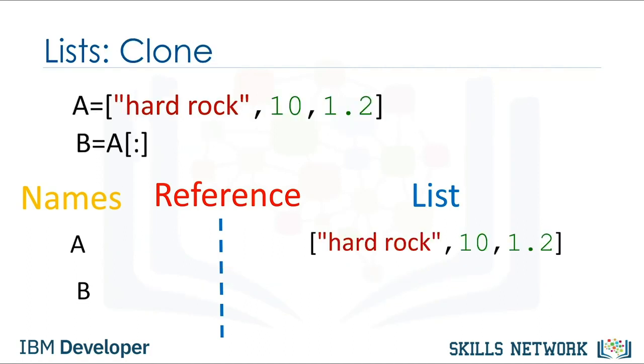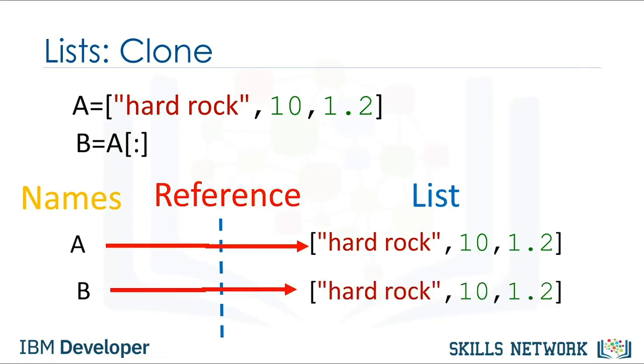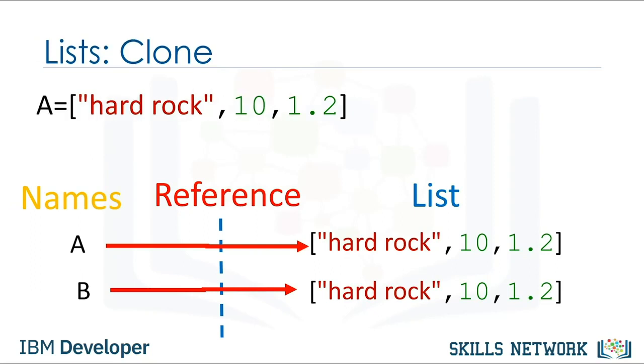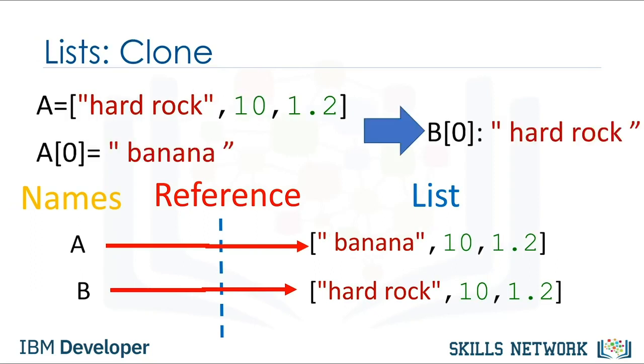You can clone list a by using the following syntax. Variable a references one list. Variable b references a new copy or clone of the original list. Now, if you change a, b will not change.